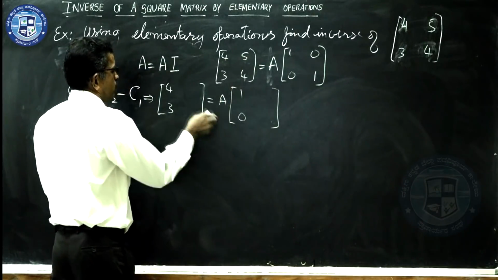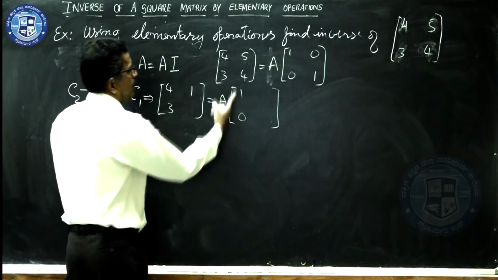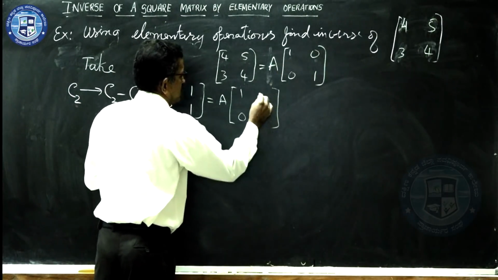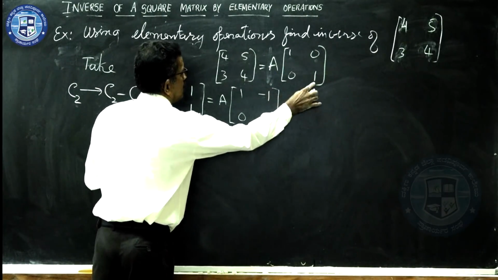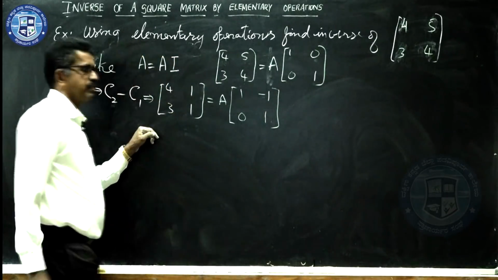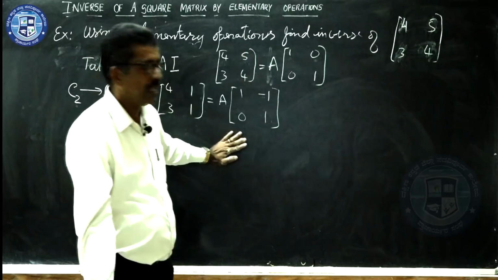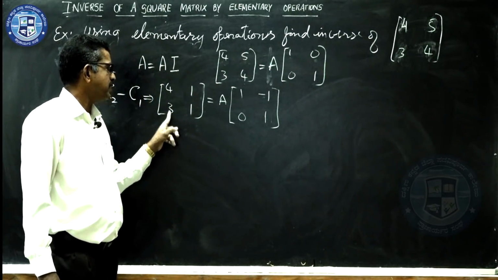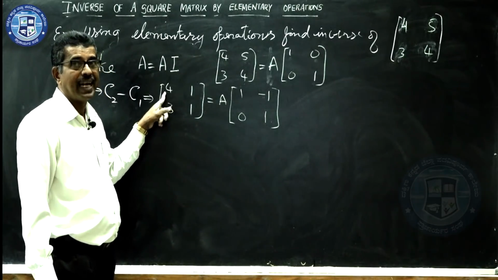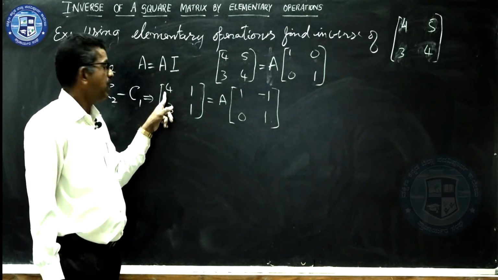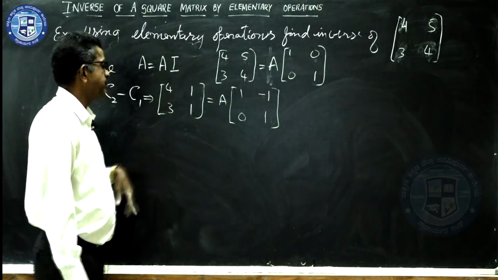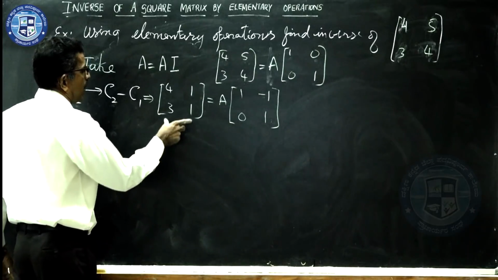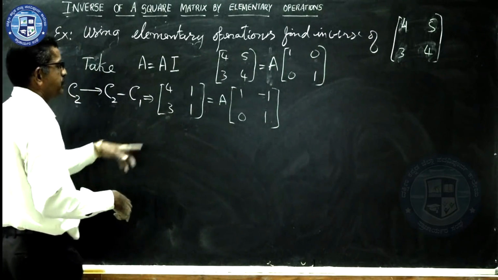What is 5 minus 4? You get 1. 4 minus 3, it is 1. What is this minus this? It is minus 1. This minus this, it is 1. Are you clear? Yes, that is one of the operations. Next, you think of making this further an identity. How can it be made identity? By applying elementary column operation once again.